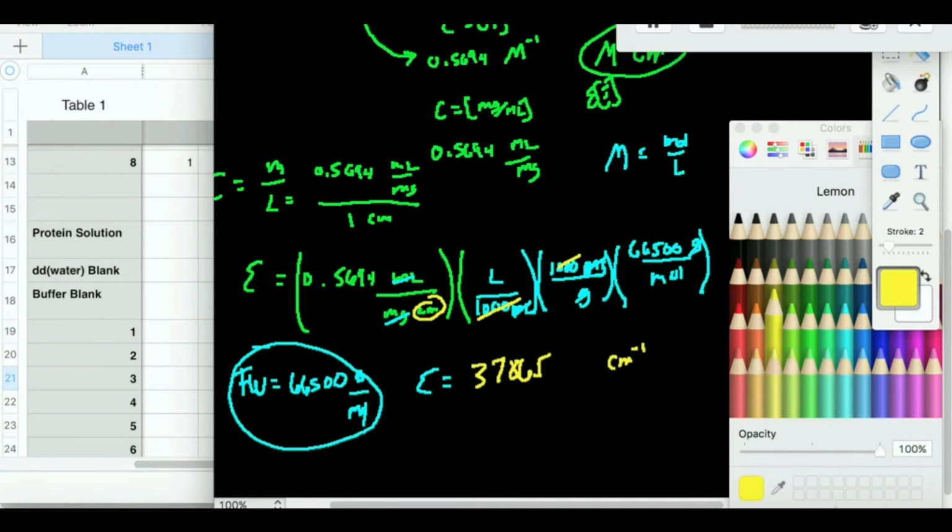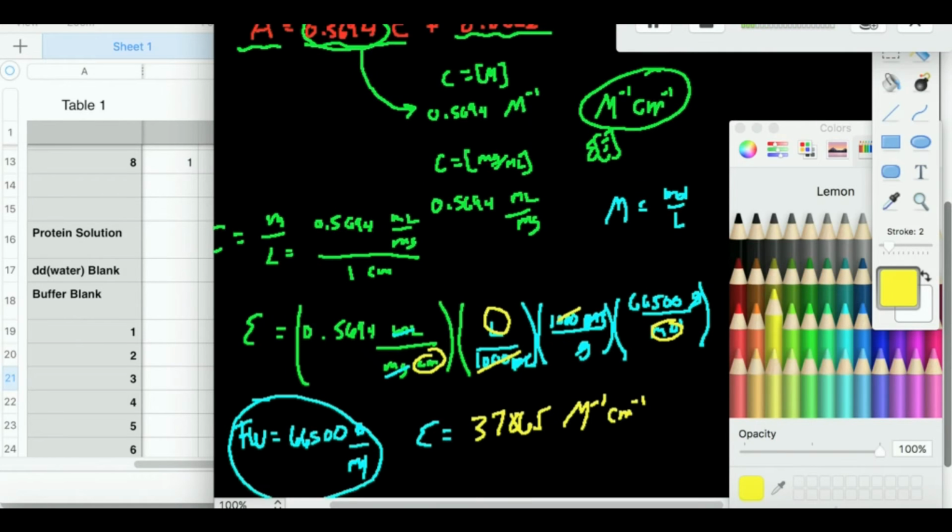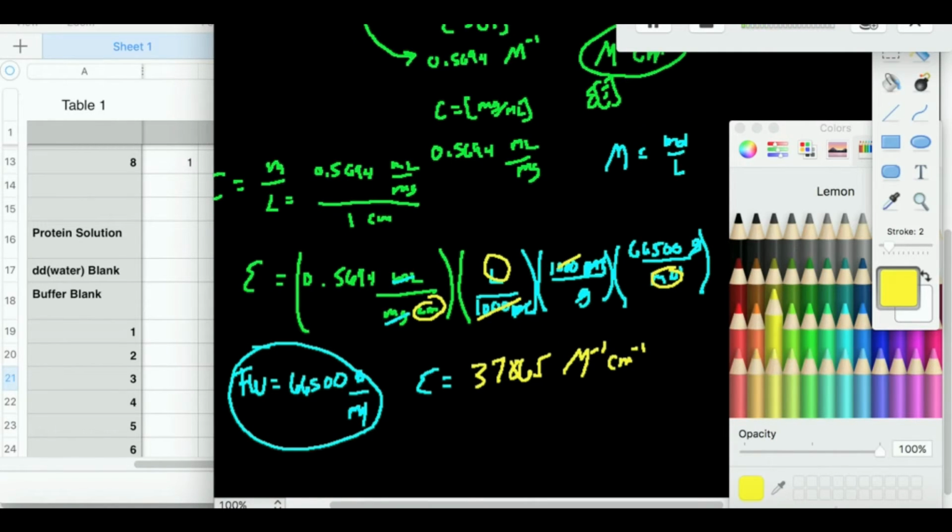But notice I have a liter per mole. A mole per liter is molar, but a liter per mole is inverse molar. Remember how I said we wanted the extinction coefficient in inverse molar, inverse centimeter? This does it, and so this is our extinction coefficient. Now, why is that useful? Ultimately, it doesn't really matter what extinction coefficient we use, but if we report it, we generally want to put it in these units.